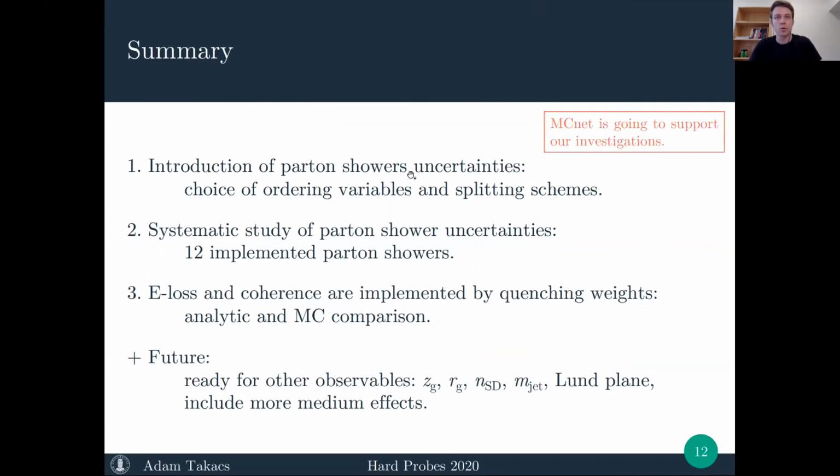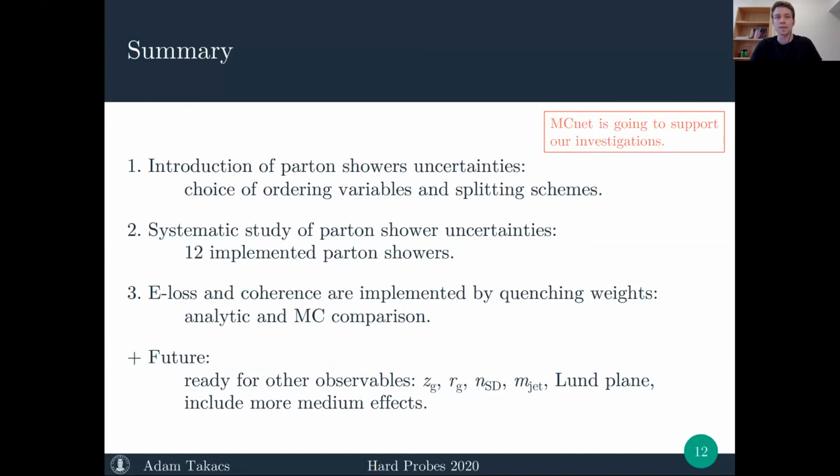So to sum up, in this talk, I showed the inner uncertainties of parton showers, like the choice of the ordering variable and the way of treating the individual splittings. Based on the interplay of scales, I argued why these different choices can affect observables both in heavy ion and vacuum cases. And because of this, we developed 12 different parton showers that study systematically the differences between them.